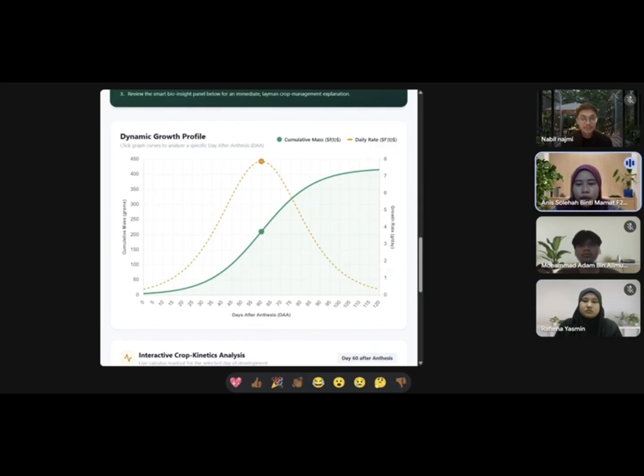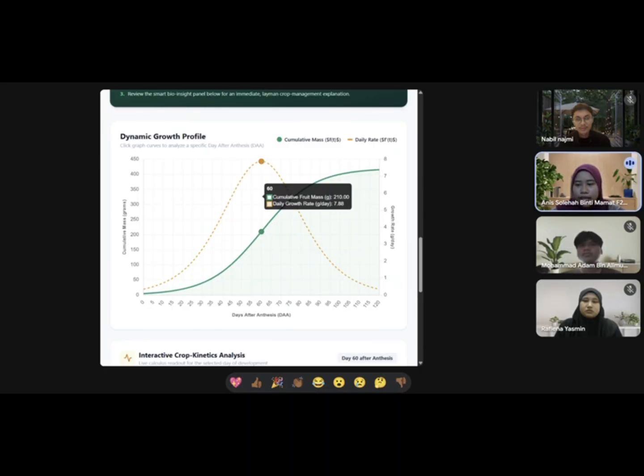At day 60, we reach the inflection point T0. The cumulative weight is 210 grams. But look at the derivative, it spikes to its absolute maximum of 7.88 grams per day. This is the high risk window.